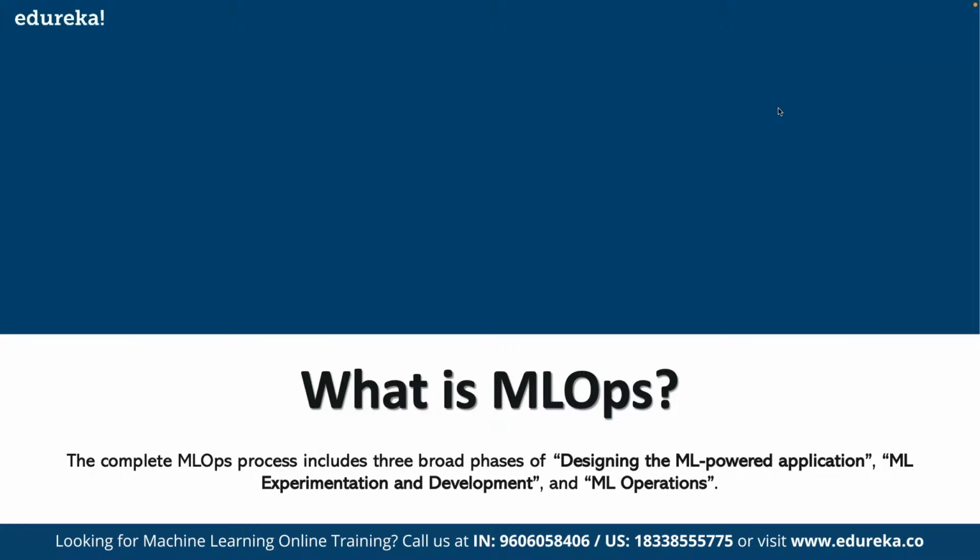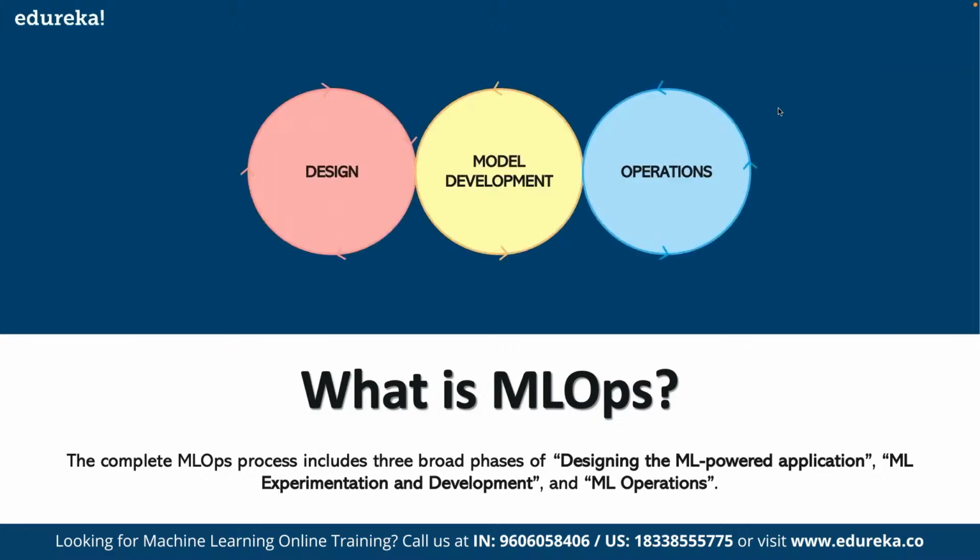In terms of machine learning operations, we can make use of the complete life cycle for MLOps, which includes three broad phases: designing the ML-powered application, experimentation and development, and the ML operations. These are the core components of ML operations. Just like we have DevOps, in the same way we have MLOps as a part of the engineering domain. It's a core function of machine learning, focused on streamlining the process of taking machine learning models to production and then maintaining and monitoring them.